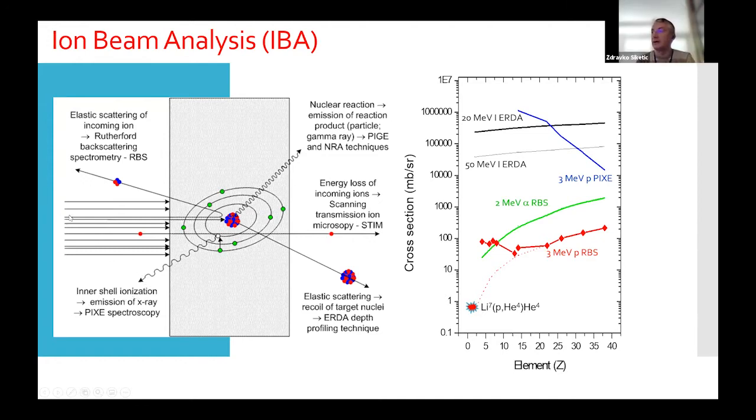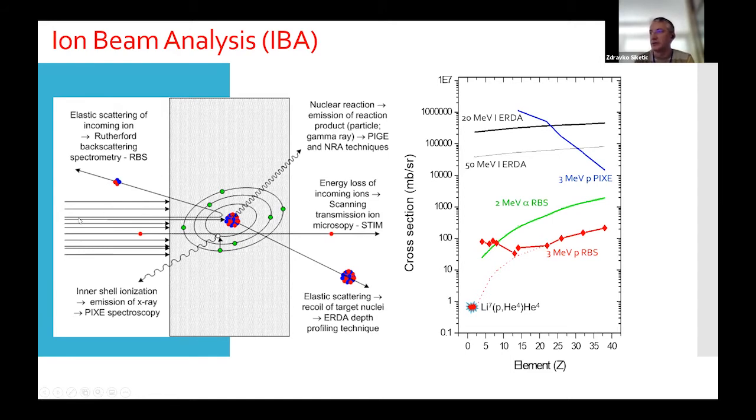So when the MeV ion hits the sample, you can have production of X-rays, which you heard about this morning. We call it PIXE spectroscopy. You can have nuclear reactions, which depend on how high the energy of the primary ion beam is. You can monitor transmitted particles. You can have backscattered particles. And this is actually the basics of Rutherford backscattering.